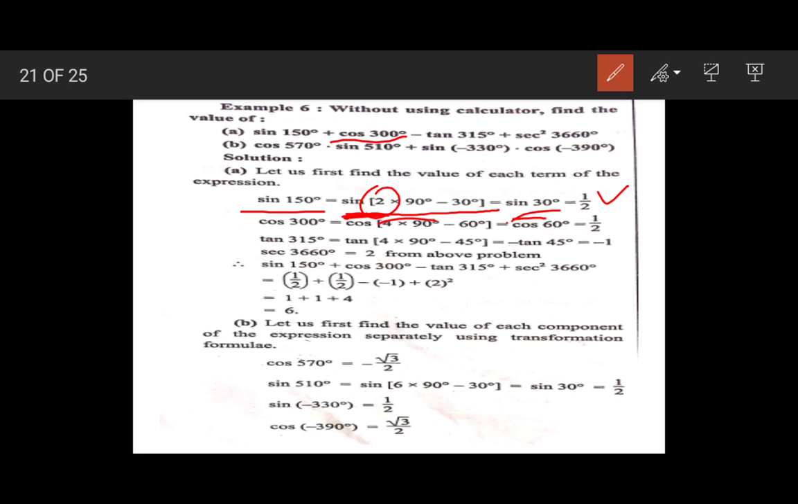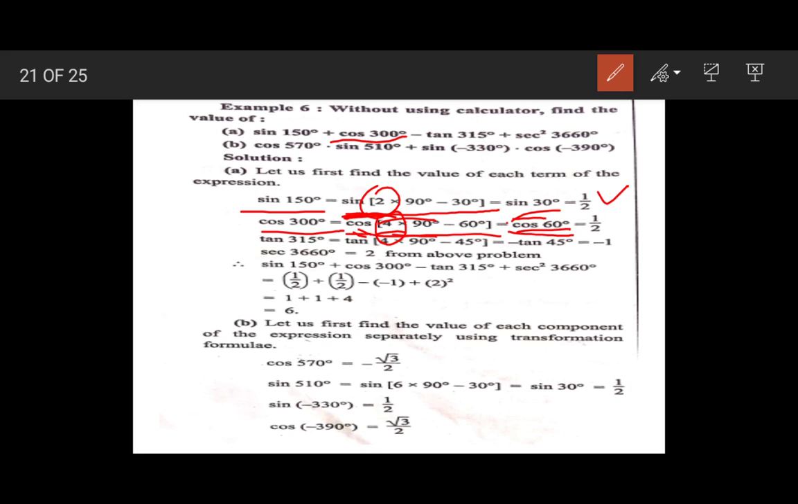Similarly we have to find cos 300. So cos 300 degree, can I write this cos 300 degree as cos 4 into 90 degree minus 60 degree, so that is equal to cos 60 degree. Why? Because n is 4, means even. Okay, n is even, so if n is even then no change, so cos will convert in cos only, so cos 60 degree.